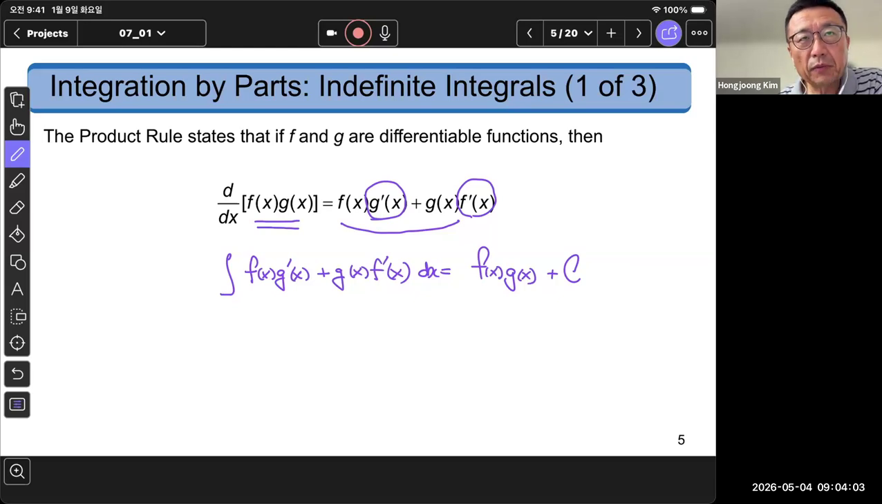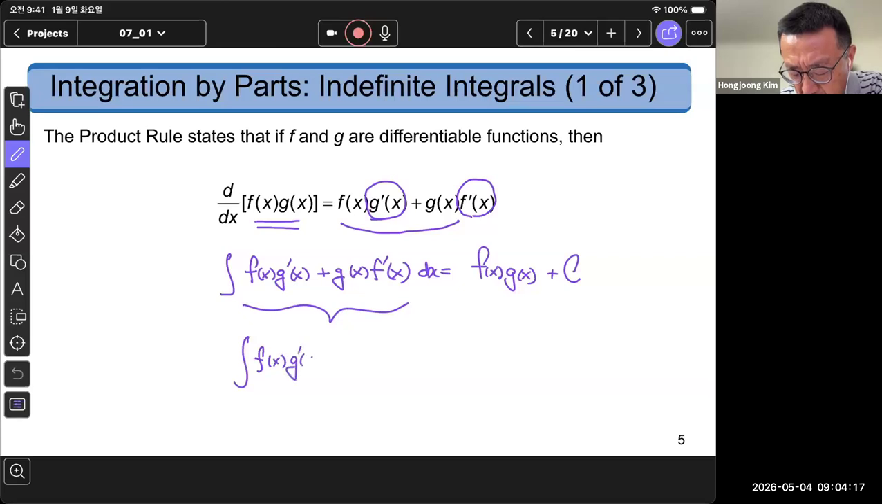Now, when I look at this left-hand side, that is the integral of two terms. So that can be written as the sum of two integrals: the integral of f(x)g'(x) dx plus the integral of f'(x)g(x) dx. The sum of these two integrals will be f(x) times g(x) plus a constant, right?